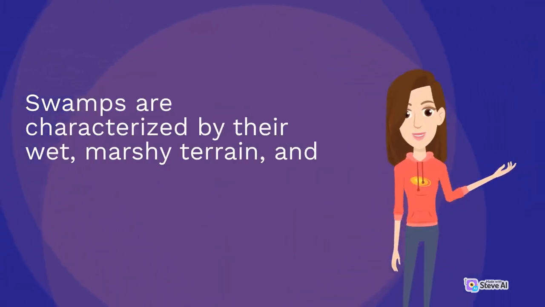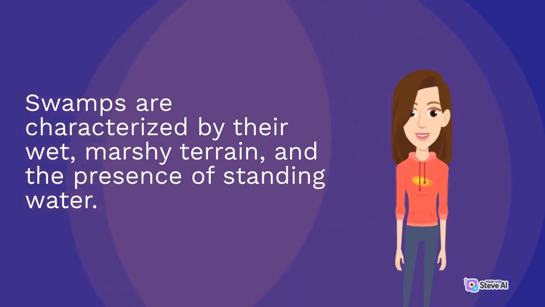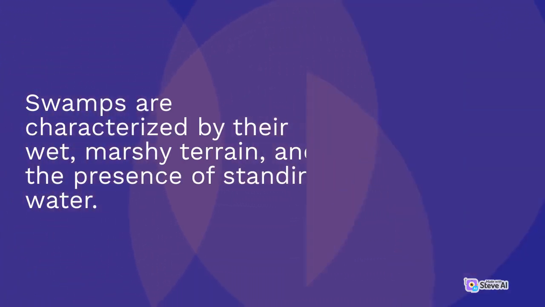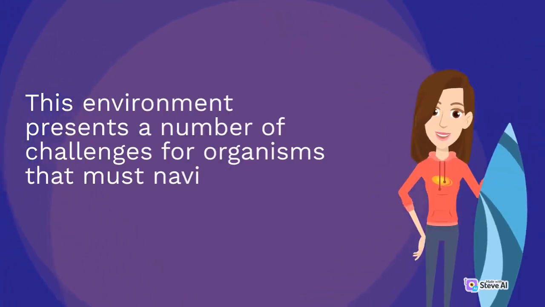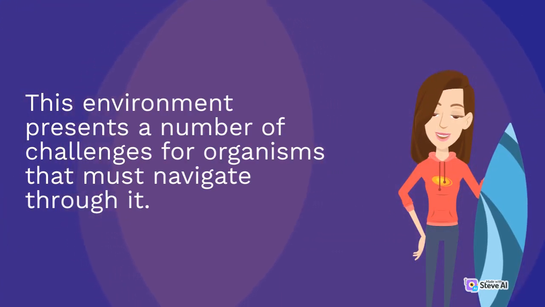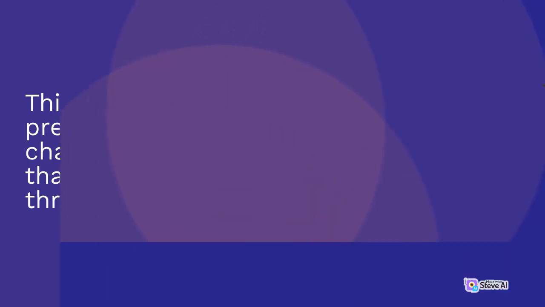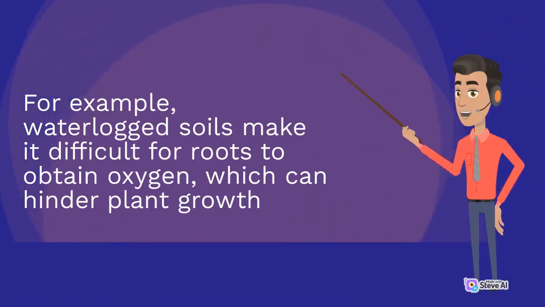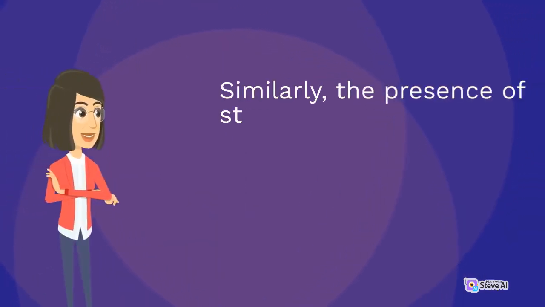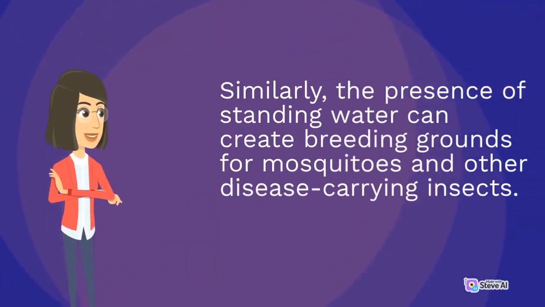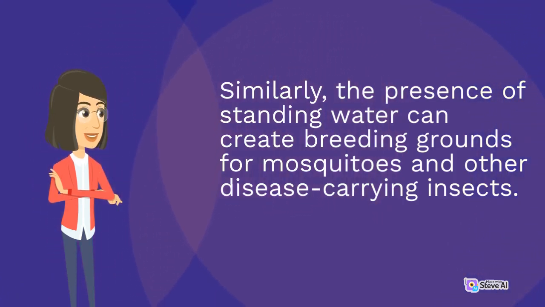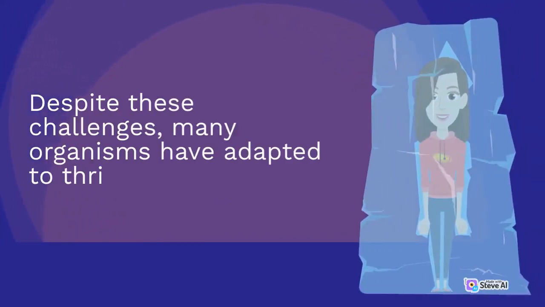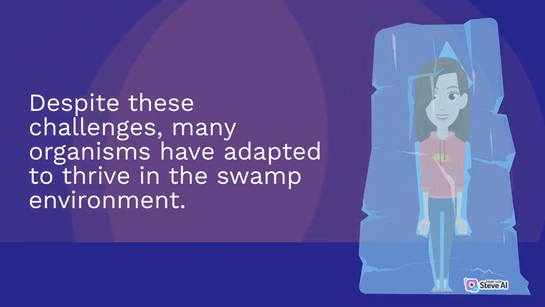Swamps are characterized by their wet, marshy terrain and the presence of standing water. This environment presents a number of challenges for organisms that must navigate through it. For example, waterlogged soils make it difficult for roots to obtain oxygen, which can hinder plant growth. Similarly, the presence of standing water can create breeding grounds for mosquitoes and other disease-carrying insects. Despite these challenges, many organisms have adapted to thrive in the swamp environment.